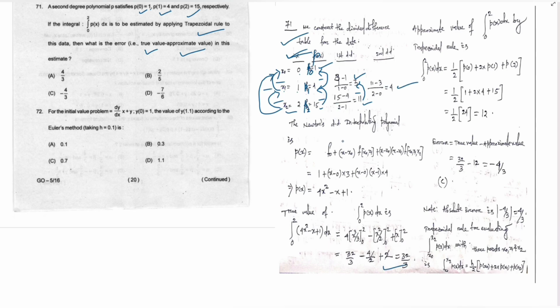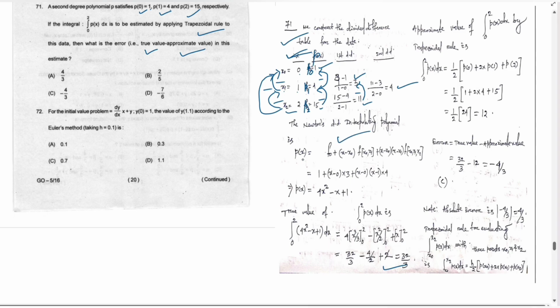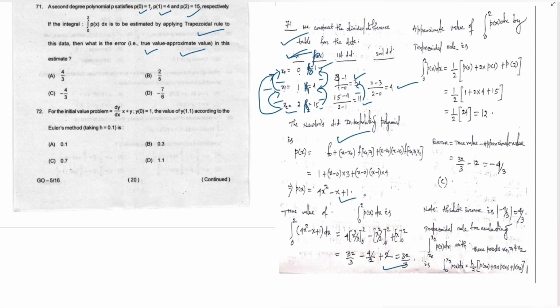So now using Newton's divided difference interpolating polynomial formula, we obtain the polynomial p of x, which is equal to 4x square minus x plus 1. Now to find the true value of the integral, that is integration of p of x with the limits 0 and 2, we integrate 4x square minus x plus 1. So ultimately we obtain 32 by 3.